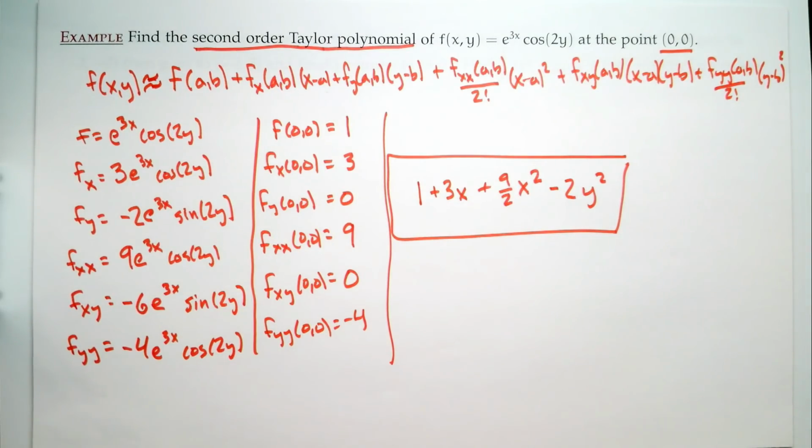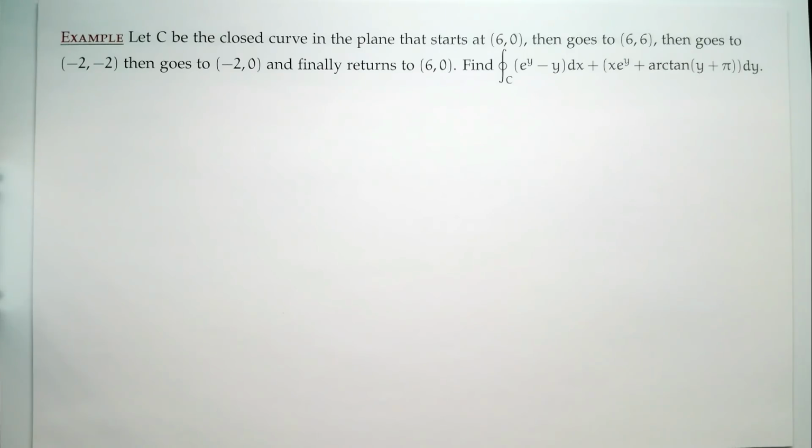So for these problems, if you see second order Taylor polynomial, once you know the formula, it's really not bad. It just says, take your derivatives, evaluate, and put them all together. Boom, you got your answer. Life is good. All right. Well, that's good. We're doing pretty well so far.